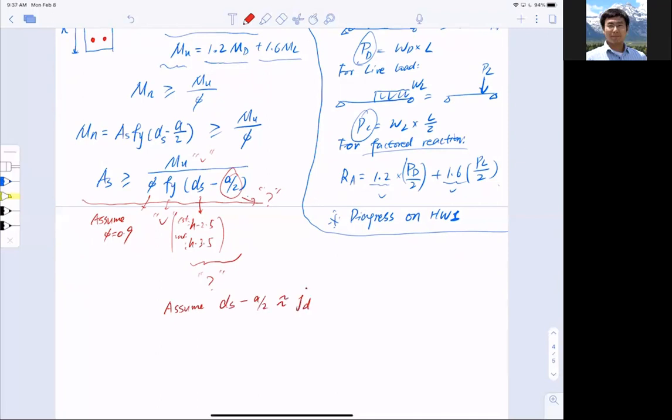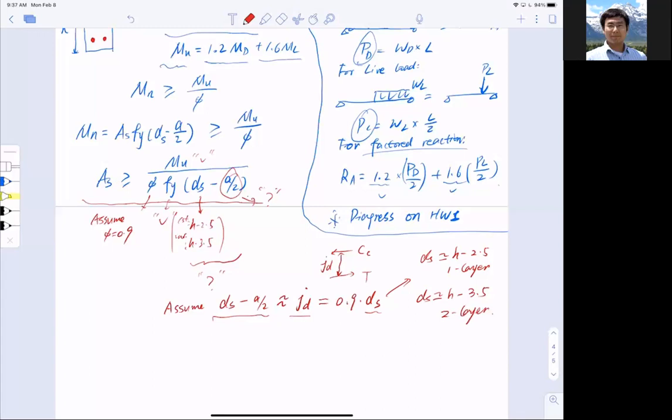What is jd? If you recall, from the internal forces, we have compression from the concrete, tension from the steel, and the distance between them. It is d minus half a, which we assume to be jd. Say, Bob, you're playing a game. You substitute one expression with a symbol and you call that a solution? No. Furthermore, I say jd is approximately equal to 0.9 multiplied by ds, where ds is roughly h minus 2.5 for one layer of steel, and h minus 3.5 for two layers of steel.